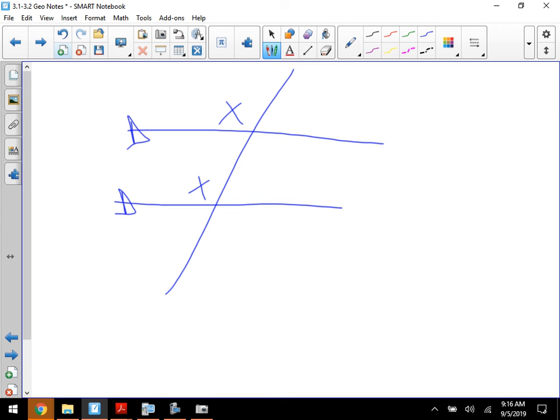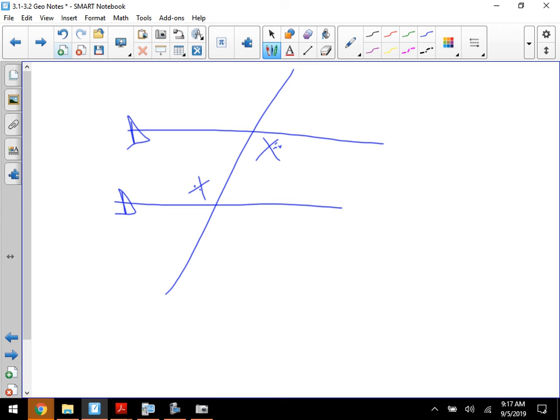Alternate interior were those 2. Those 2 angles were the ones that are on the opposite sides on the inside. These 2 guys will always be the same if the lines are parallel, as well as the other 2 going the other way. So in my numerical example, 3 and 5, 4 and 6.